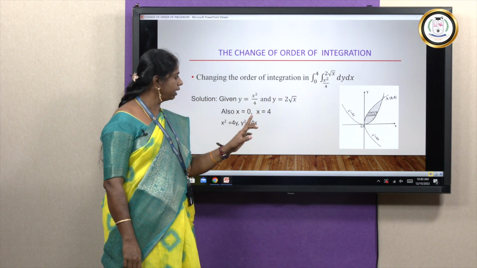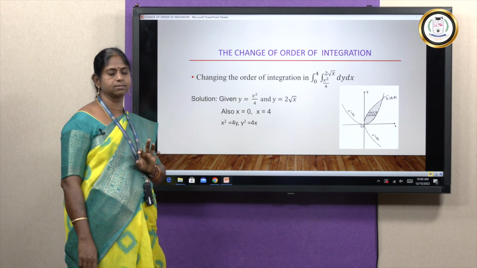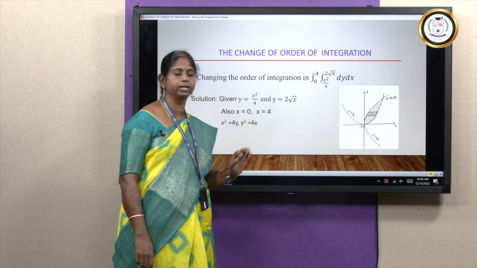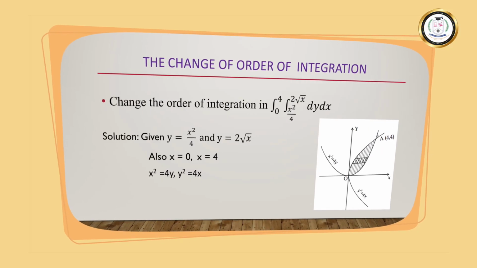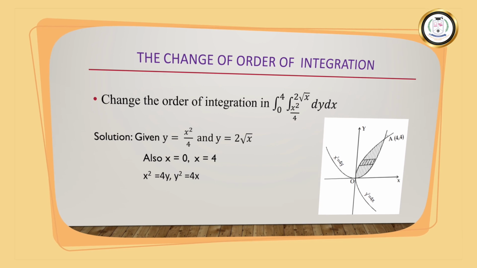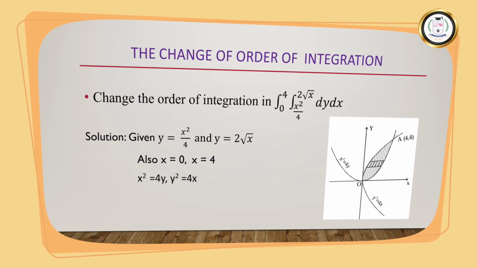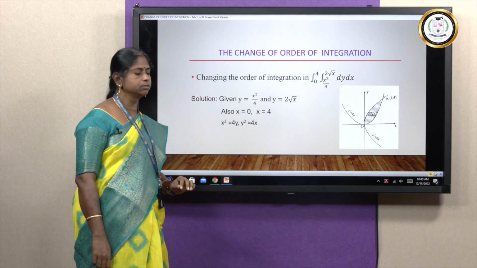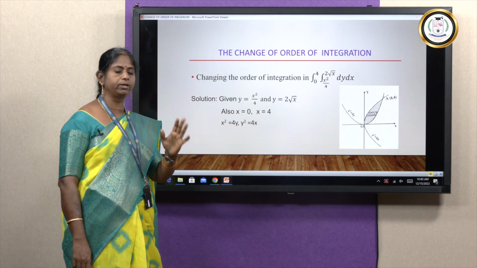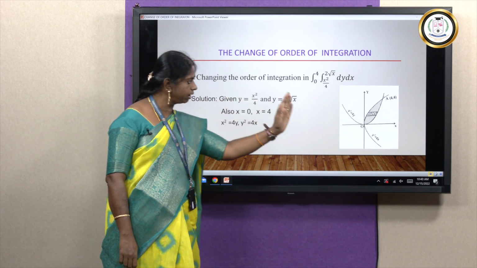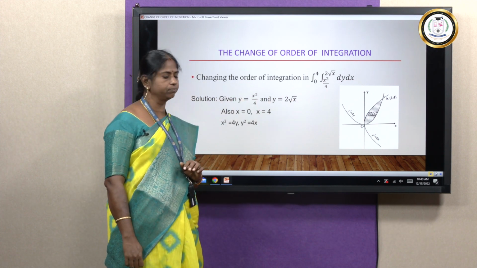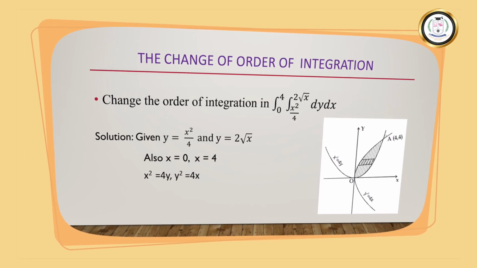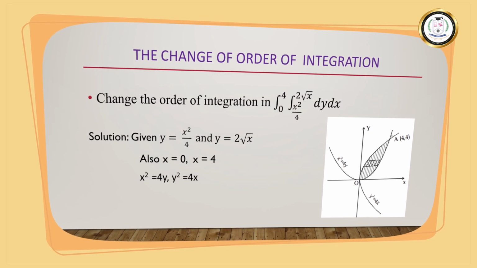So now I want to get the limit for x as a variable limit. For that you have to draw a strip parallel to the x axis. Here I have drawn a strip parallel to the x axis, and you see where the left end and right end touch. The left end touches the parabola y square equal to 4x. So from that, what is my x? That is y square by 4. And you see where your right end touches. It touches the parabola x square equal to 4y. From that you identify x is equal to 2 into root y.